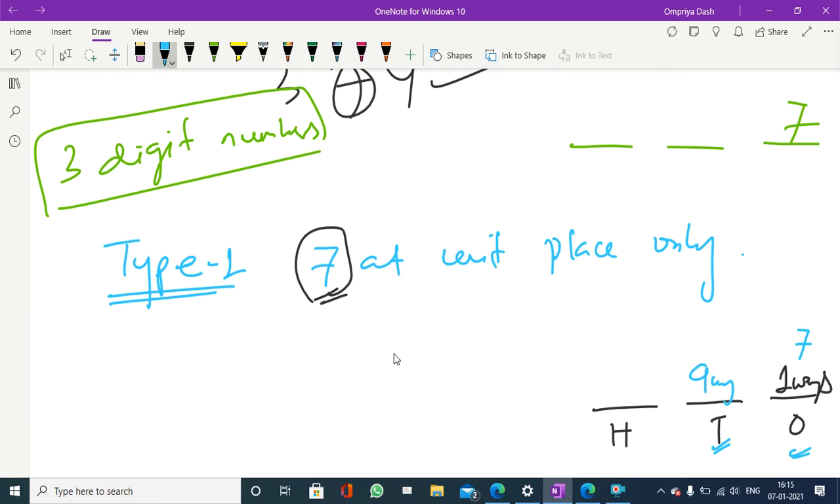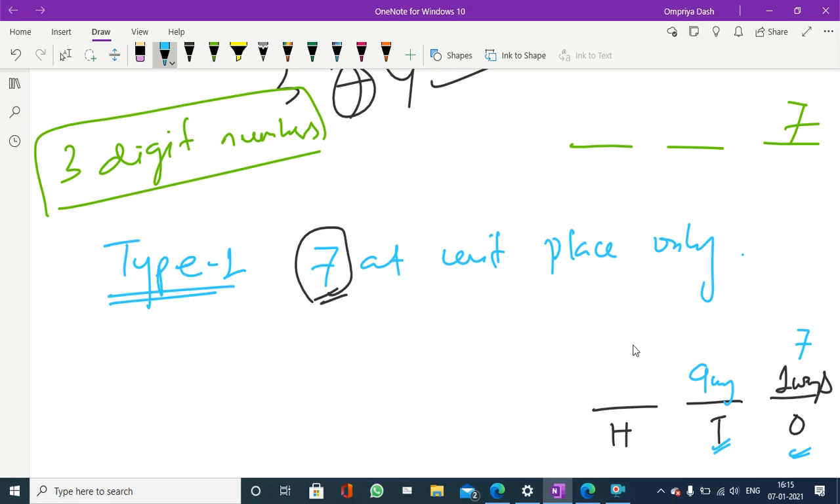Because other than 7, any other digit you can use. You get it? But the hundreds place, of course 7 you can't use here. Also 0 you can't use here, right? Other than 0 or 7, any other digit you can use, right?